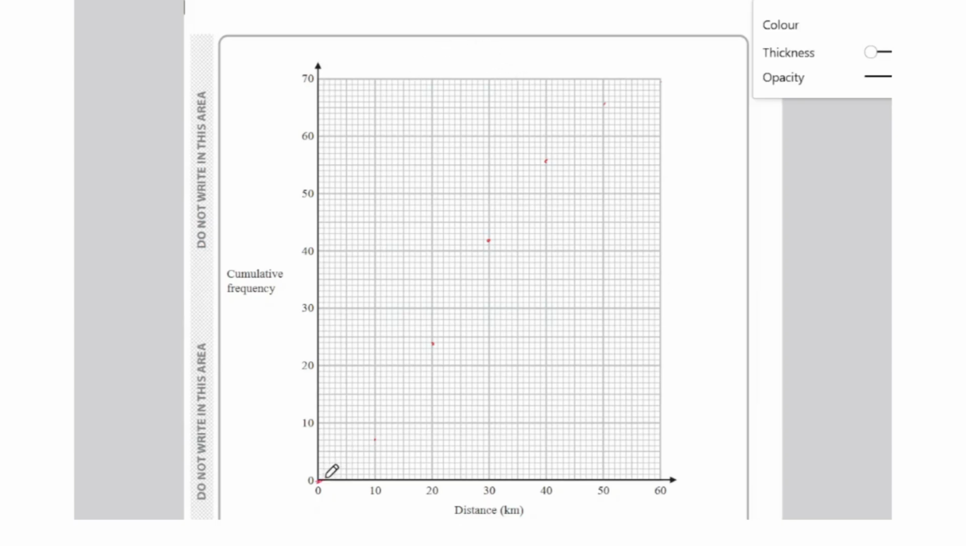Now roughly sketch the graph with a freehand curve. Don't use a ruler. Don't use a ruler for this.